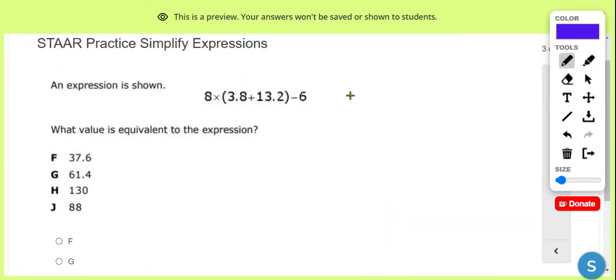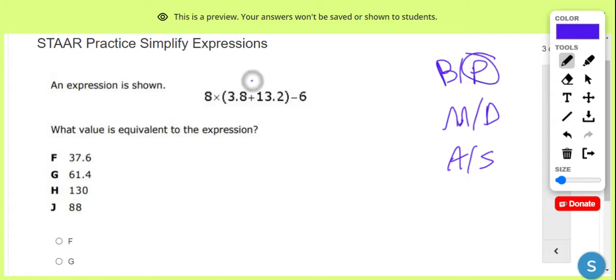So we're looking for brackets and parentheses, multiplication and division, addition and subtraction. So here we have brackets and there's parentheses. So step one, we're going to do this. Then we check for multiplication. Step two, we have multiplication. And then step three, we see subtraction. So you're going to add these together.